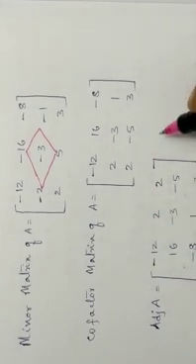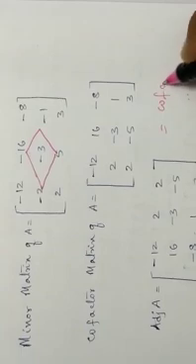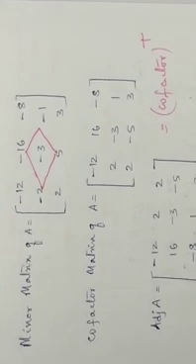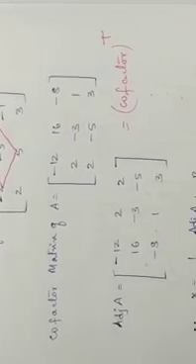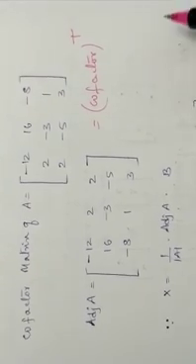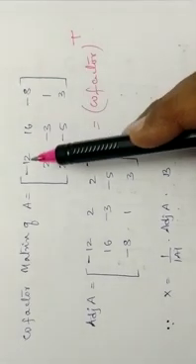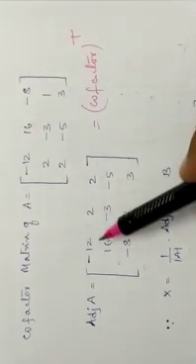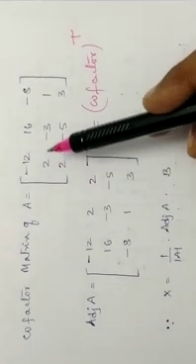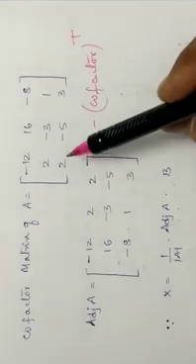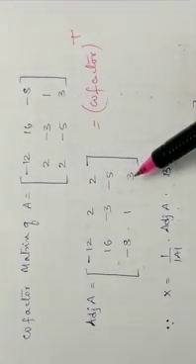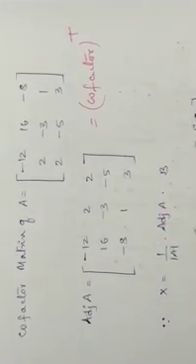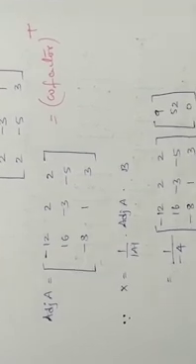The adjoint matrix is nothing but the transpose of the cofactor matrix. We know how to transpose. Rows are interchanged to columns. So minus 12, 16, minus 8 is the first column. The second row is changed to the second column. The third row is changed to the third column. This gives adjoint A.